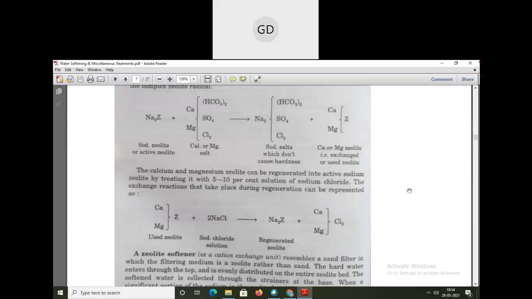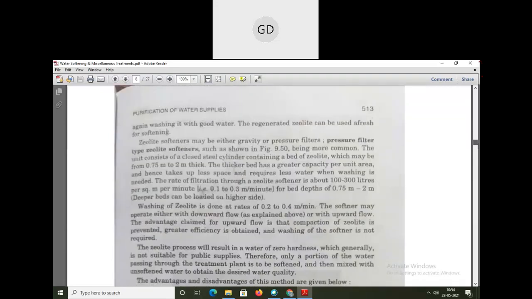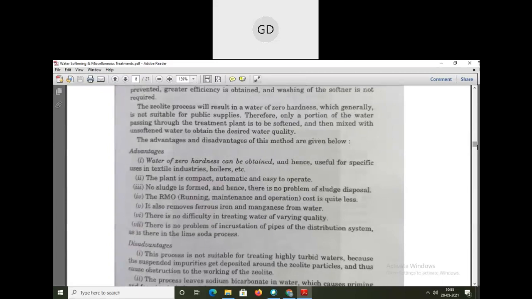So you are getting Na2Z plus CaMgCl2. So this is the final reaction which you are getting. Now we are having, again, the disadvantages and advantages of using the zeolite softening process.